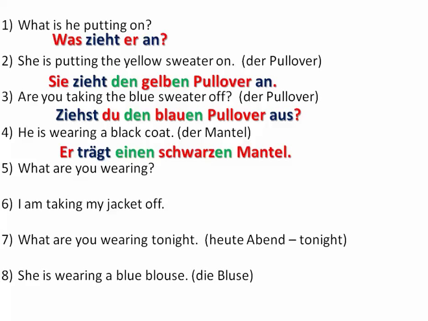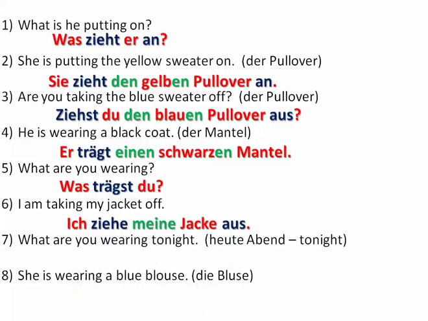Okay, so number 5. Remember, I always say that German is a bit like Old English in its word order. What are you wearing? This is literally going to be like, what wear you? So it's was trägst du? Was trägst du? I am taking my jacket off. Ich ziehe. And jacket's a feminine noun, die Jacke. So we're going to say meine. We have to add that e onto mein, the possessive pronoun. Ich ziehe meine Jacke aus.